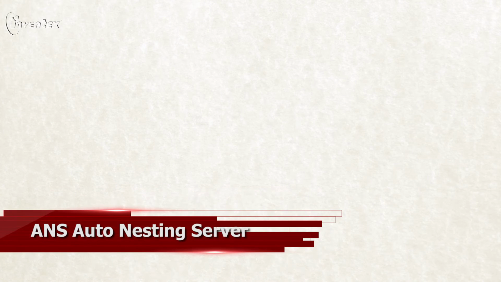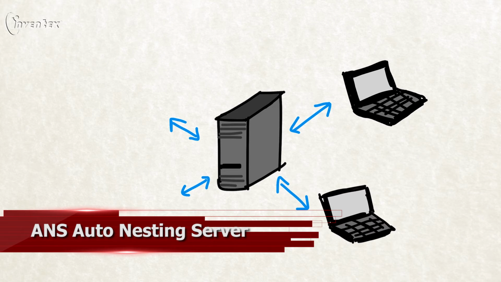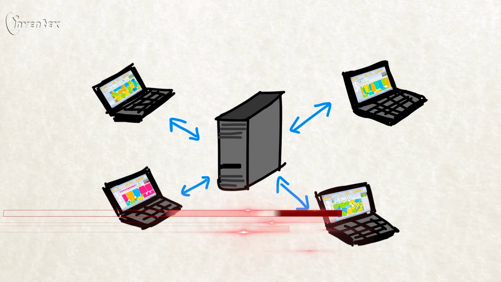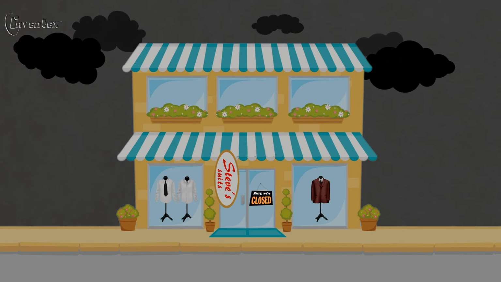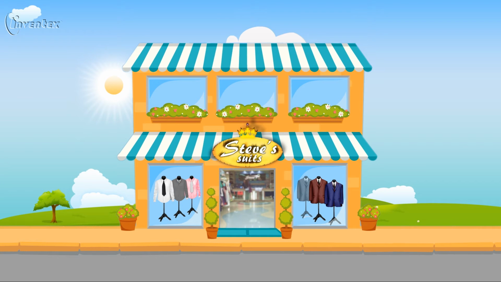For the best performance, the InvenTex can be set up as a client-server system. The powerful database and auto-nesting engine run on the server. The ANS brings over 1% of material savings, which means another €300 into Steve's pocket. Advanced software, together with top-level technology, was rocket fuel for Steve's business.